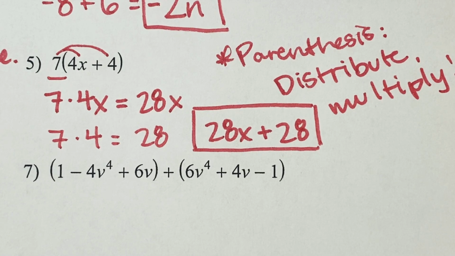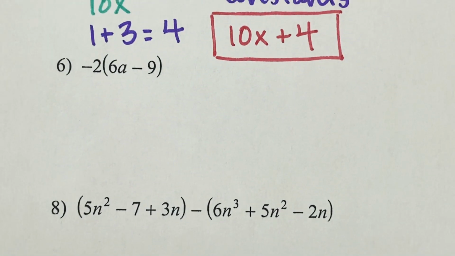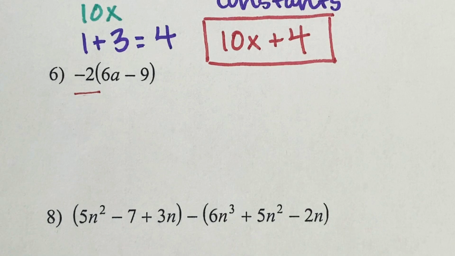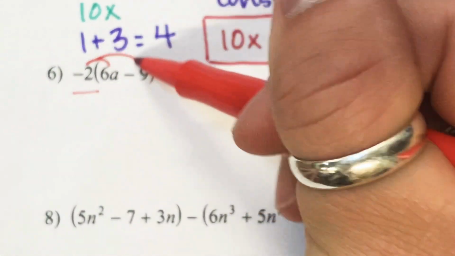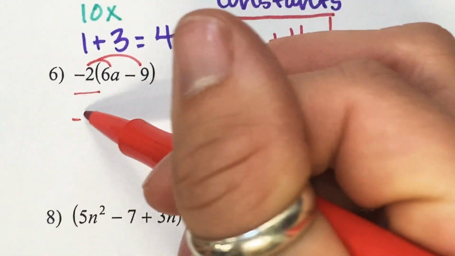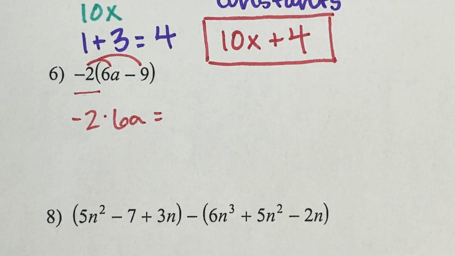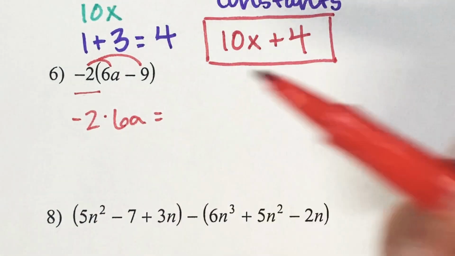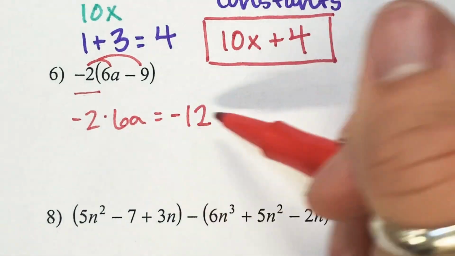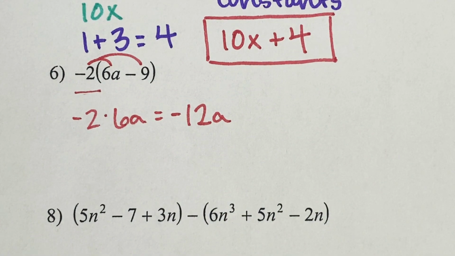Beautiful. Okay, so number 6. Number 6, we are distributing, because we see that this -2 is right in front, so it has to distribute or multiply to everything inside. So we have a -2 times 6a, which is going to give me what? -2 times 6 is -12, and then there was just 1a, so -12a.